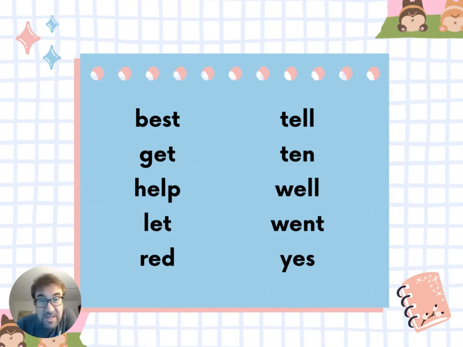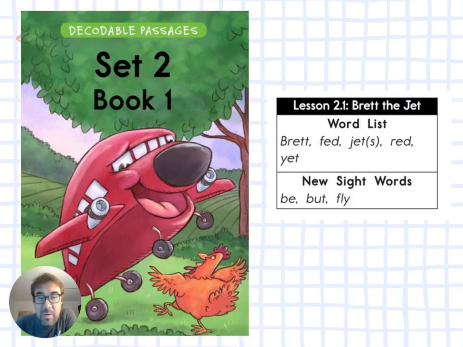Next word, 10. Say it together. 10, just like the number 10. Next word is well. Say it together. Well. Next word is went. Say it with me. Went. Last word is yes. Yes. Great job. All right, last part today, guys, we're going to do a small reading passage.